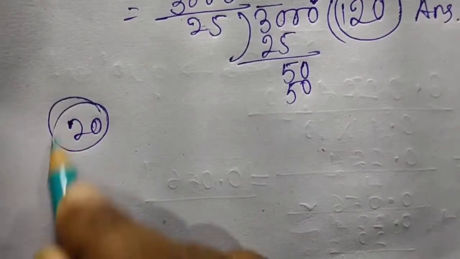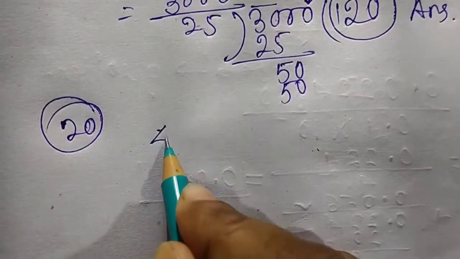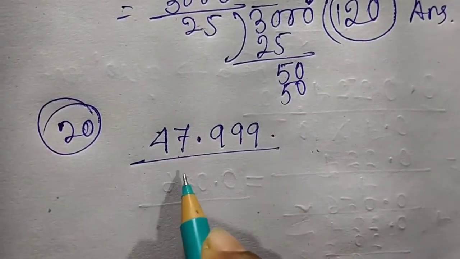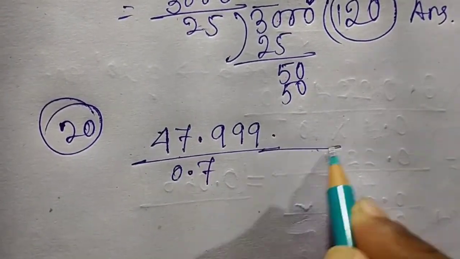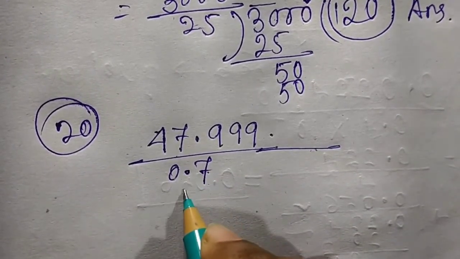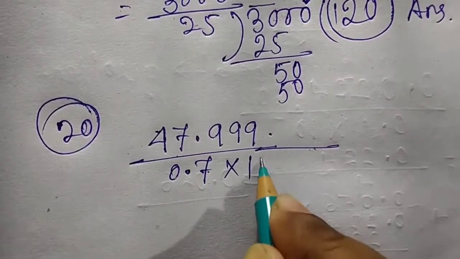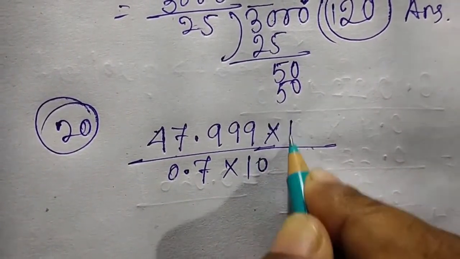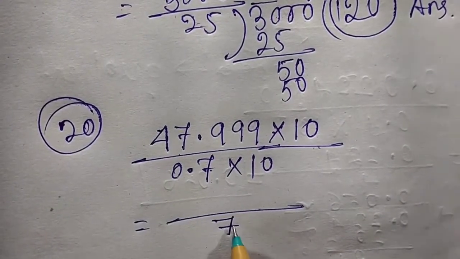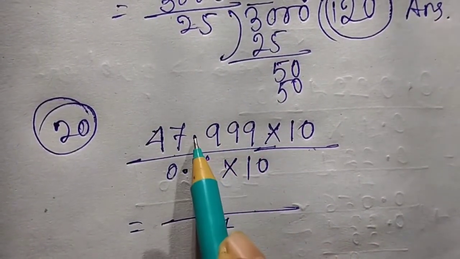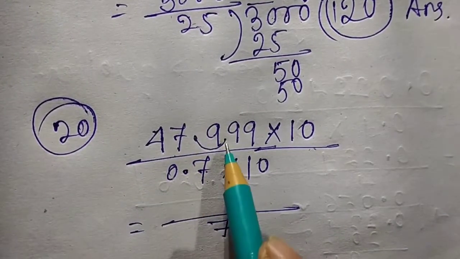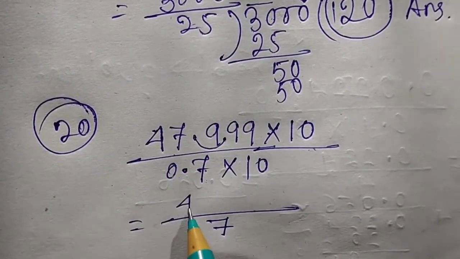Question number 20 is 47.999 divided by 0.7. So at first remove the point from the denominator. Here is one digit after the point, so you have to multiply by 10 in the denominator and also in the numerator, so we will get 7 in the denominator place, but here shift this point one digit to the right, so the point will be here now.